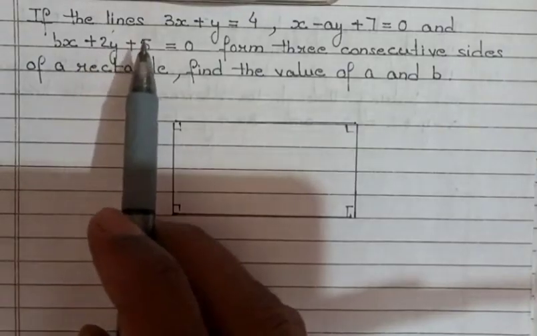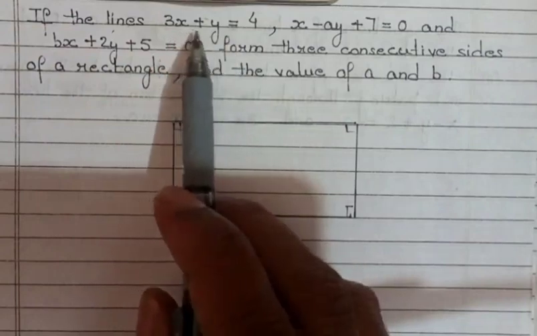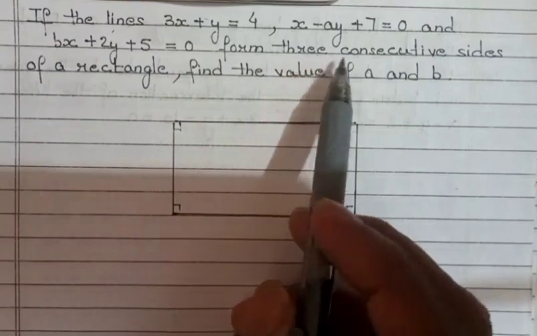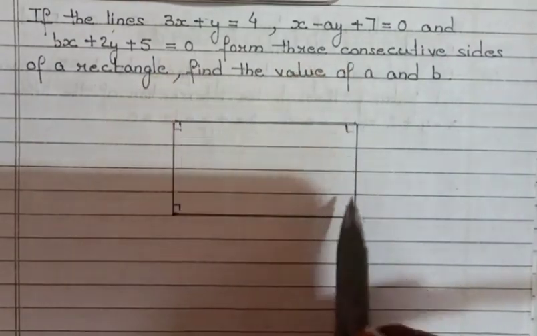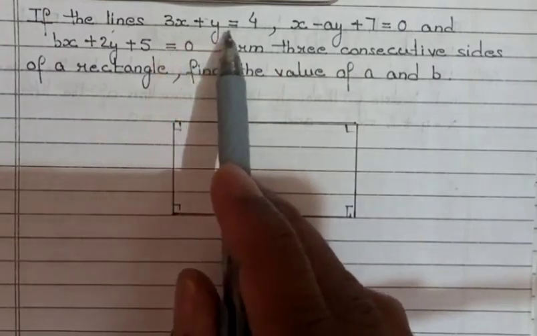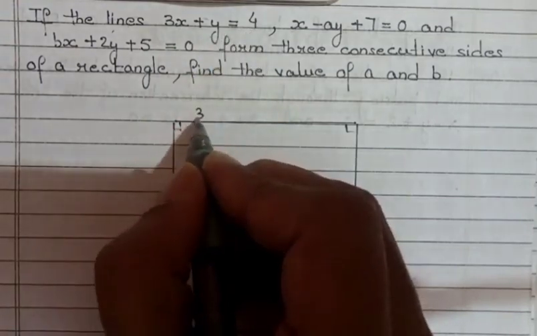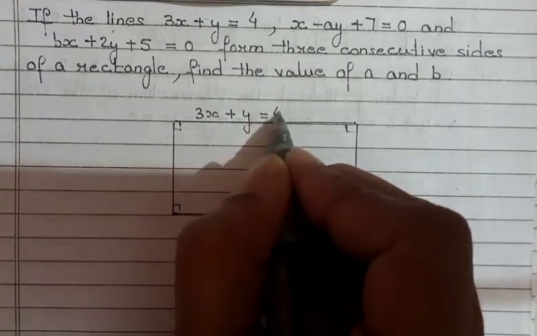Now in this question, three equations of straight lines are given to you, and they are representing the three consecutive sides of a rectangle. So we have drawn a rectangle, and now we are going to write the equation of these three consecutive sides. So the first one is 3x plus y is equal to 4.